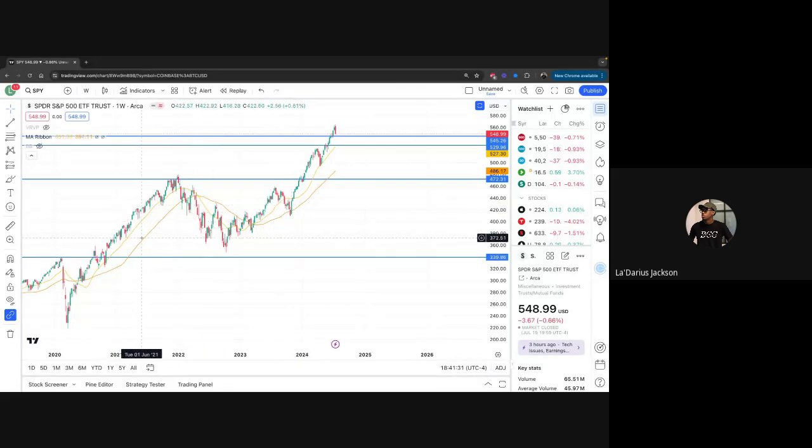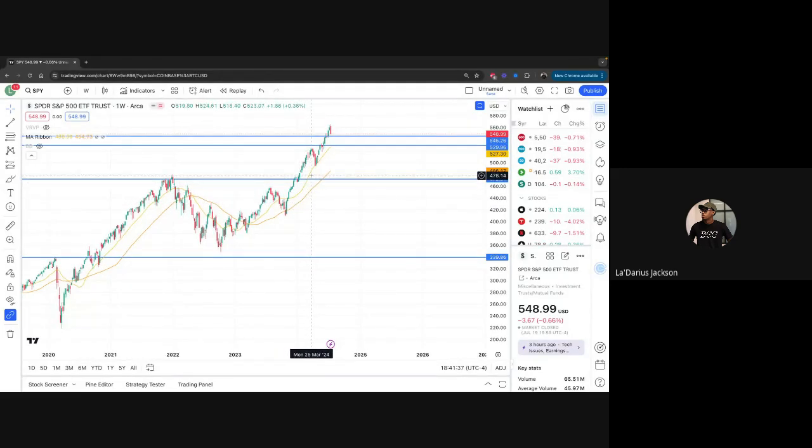You want that 20 above that 50. And if the 20 is above the 50, then you're in good shape. Normally the 20 is going to be above the 50, because it moves with the candles the most. It has the shortest amount of time added into the moving average. But the 20 and 50 are the two you want to pay attention to.